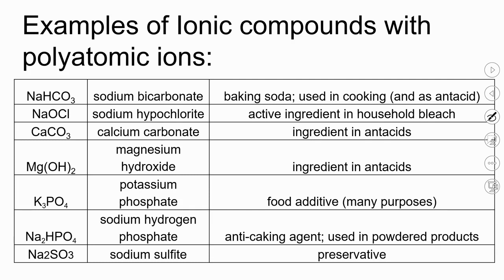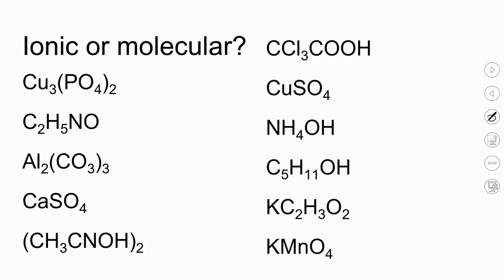Okay. Calcium carbonate, sodium hypochlorite. These are all from consumer goods that we use. So we do come across polyatomic ions pretty commonly. They're pretty common. All right, so if we are including those, go ahead and see if these are ionic or molecular with your list.